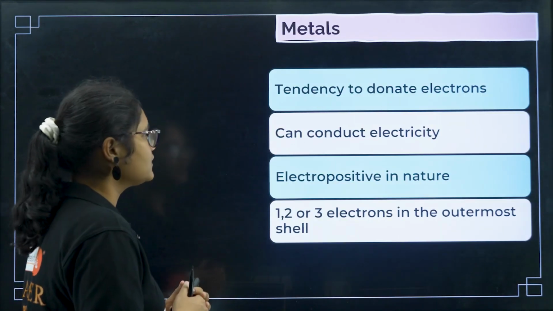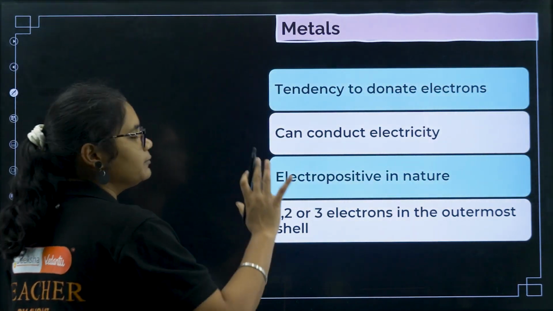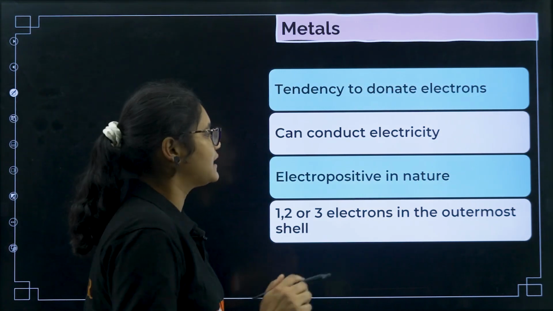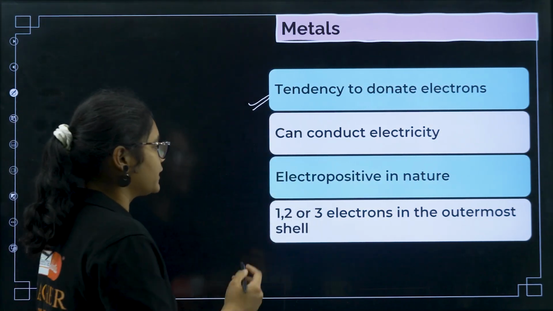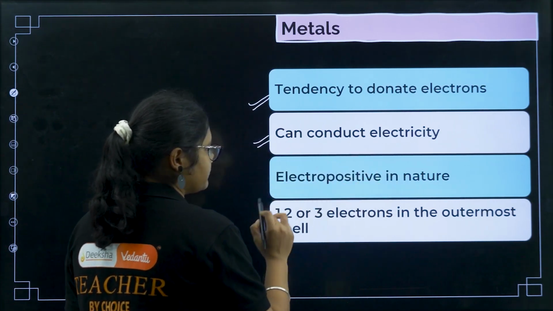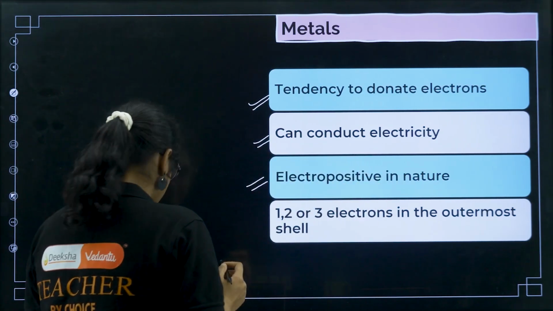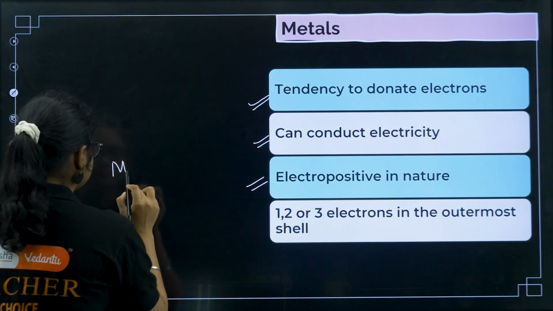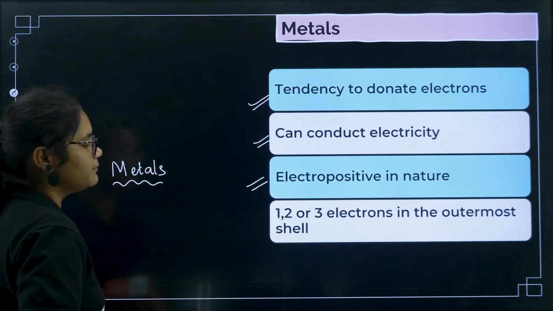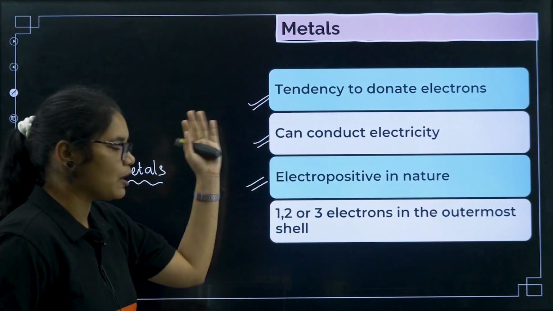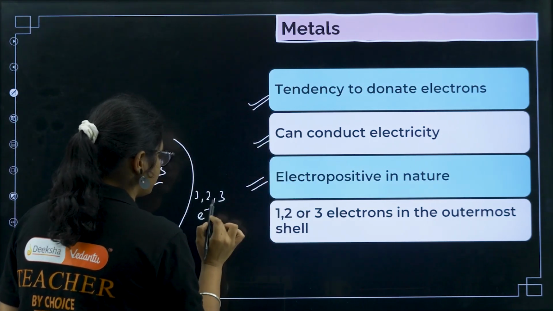In metals, what do you mean by metals basically? Metals have the tendency to donate electrons, meaning they can lose electrons. They are very good conductors of electricity, and they are electropositive in nature. And in metals, in the valence shell, the outermost shell, you will find 1, 2 or 3 electrons.